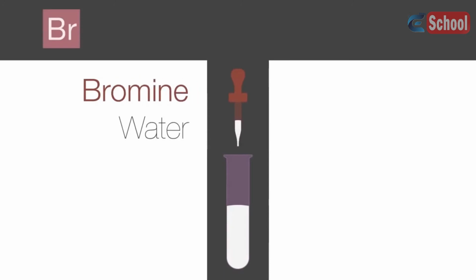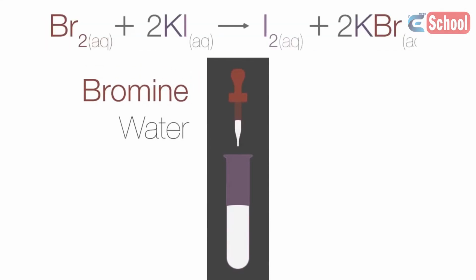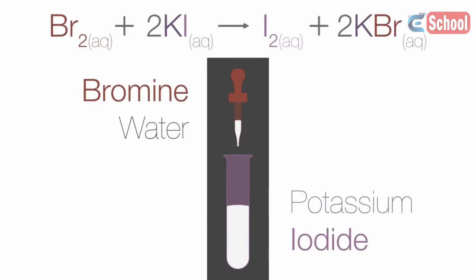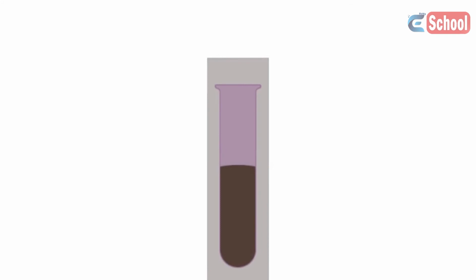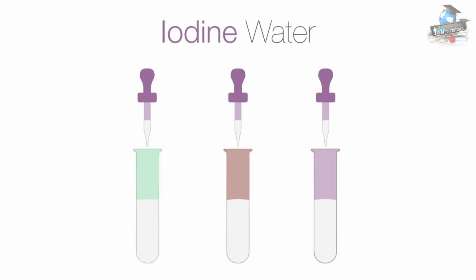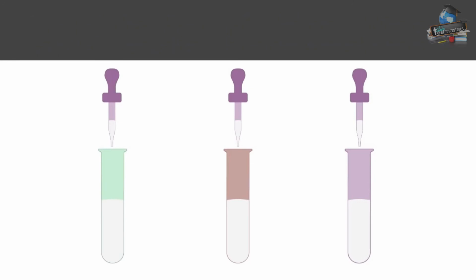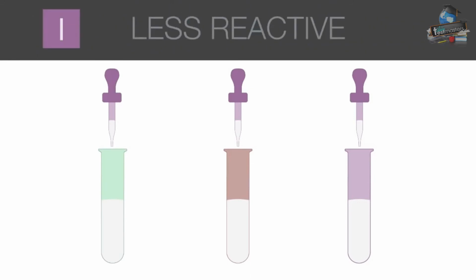As bromine is more reactive than iodine, it will displace and liberate iodine in potassium iodide. Therefore, a dark brown solution is produced due to the presence of iodine. If we added iodine to the same 3 aqueous solutions, no displacement reactions occur, as iodine is less reactive than both chlorine and bromine.